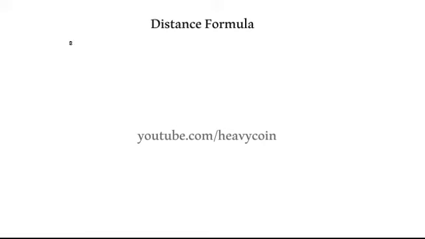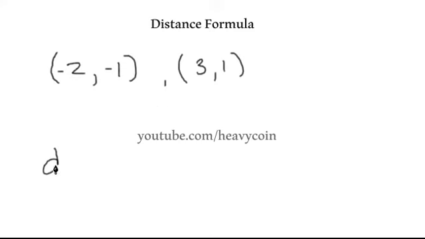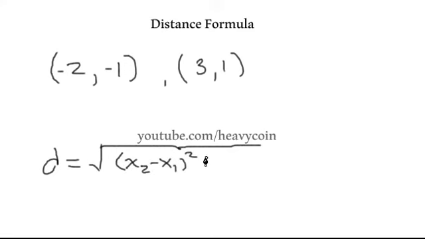Alright, one more and we'll be done. So you're going to be given the points -2, -1, and the point 3, 1. And you find the distance between these 2 points in the plane. Pause it, come back, and I'll show you how to work this out. Alright, so distance, first thing we're going to do is write up the distance formula. And this is, remember, x2 minus x1 squared plus y2 minus y1 squared.